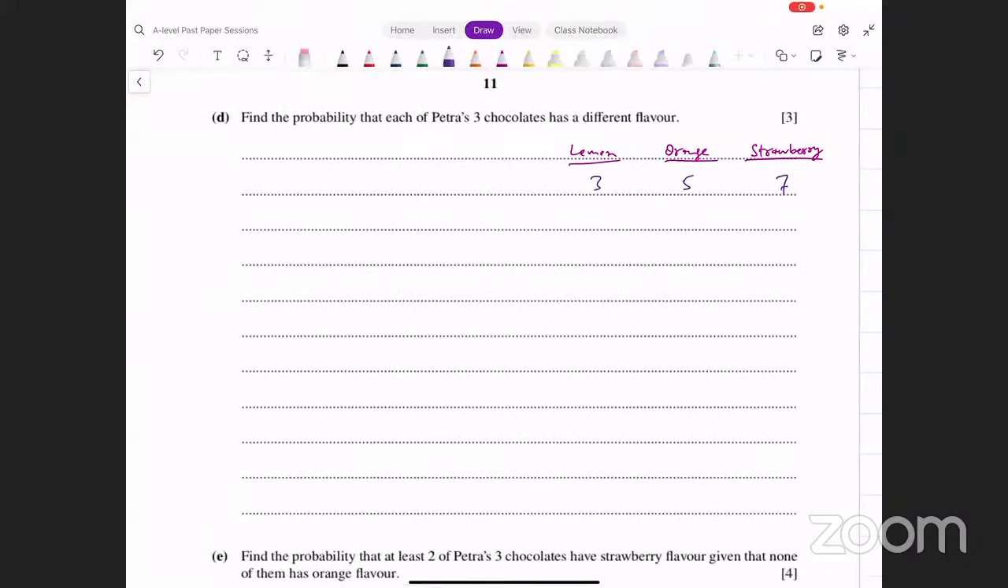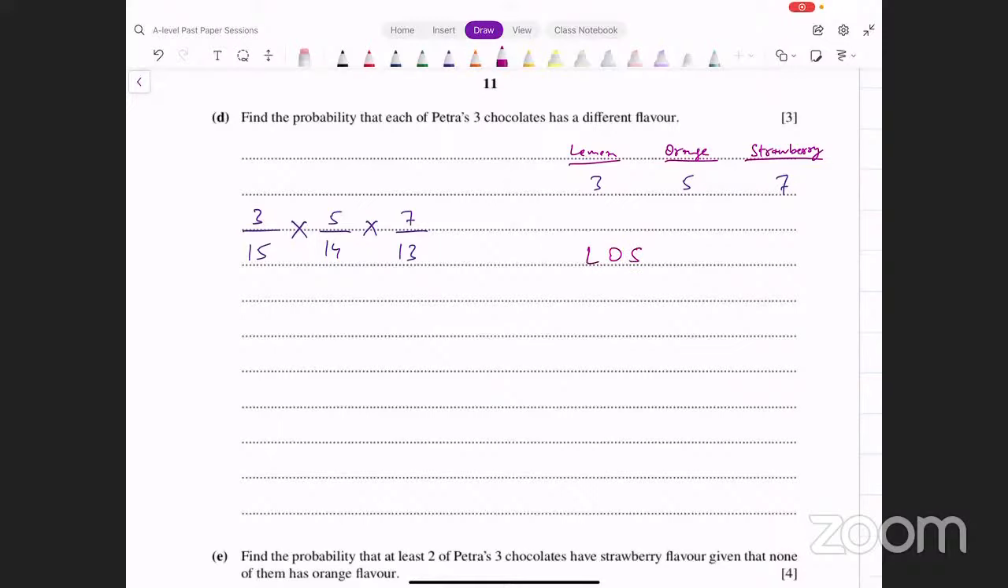Now, one possibility could be, okay, she first picks a lemon, 3 out of 15. Second, she picks an orange, that's 5 out of 14 now, because one lemon has been taken out. And then one strawberry, that is 7 out of 13. This is one possibility, that the first is lemon, and then the second is orange, and then the third is strawberry. But the order could change as well, right?